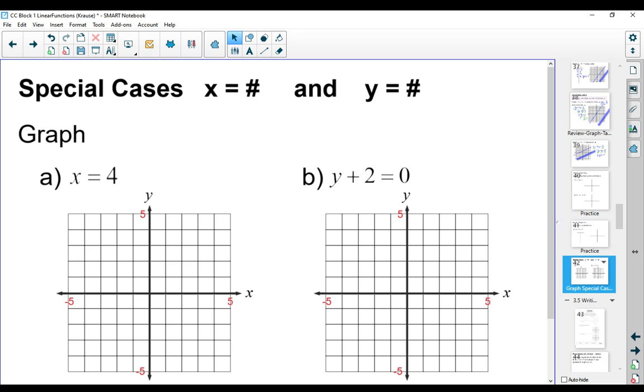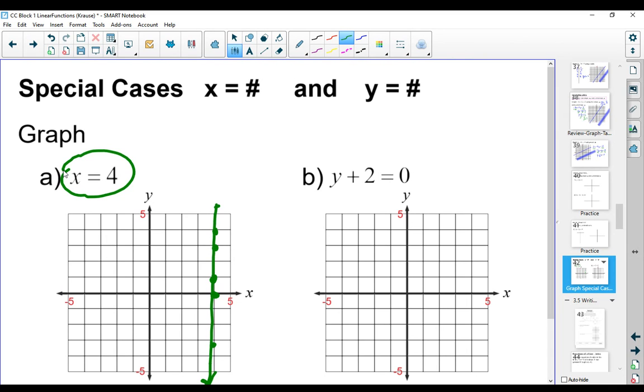The last thing I want to talk about is some special cases. So we are going to come across these equations that don't exactly look like y equals mx plus b. So for example, here I have x equals 4. Well, x equals 4 means no matter where I go on my line, x equals 4. So if I were to plot all the places where x equals 4 here, here, here, and so on, I'm getting a vertical line. So any equation that says x equals a number is a vertical line.